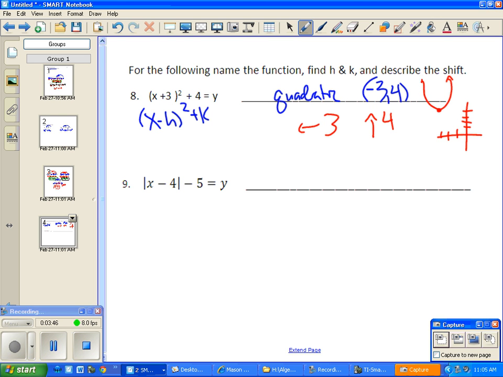The last one, number 9, is an absolute value. They plugged in 4, negative 5 for h, k, and that would cause it to go to the right 4 and down 5. The vertex would be at 4, negative 5, so right 4, down 5 from the origin.